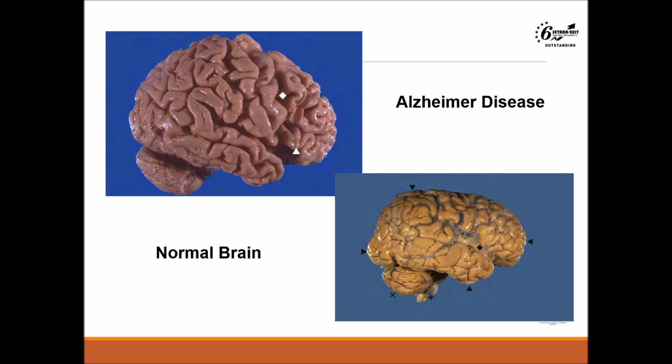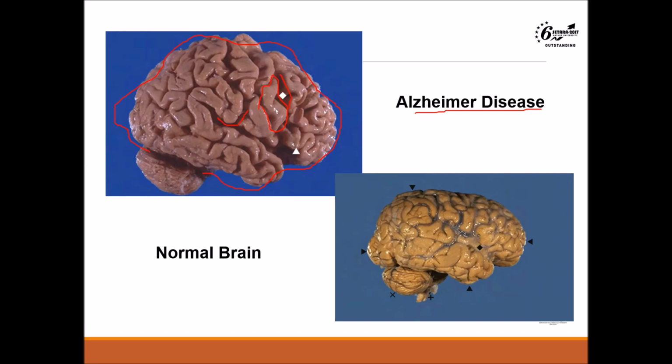Here the image on the left side shows a brain specimen from an Alzheimer's disease patient. As you can see here, the cortex of the cerebral hemisphere is reduced in size, and each individual gyri is also reduced in size. And because of the cortical atrophy, you can appreciate there is a widening of the sulci, and the overall weight of the brain specimen is reduced in Alzheimer's disease.